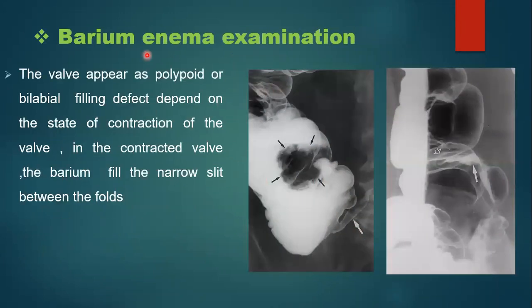Barium enema examination. The valve appears as a polypoidal or bilabial filling defect, depending on the state of contraction of the valve. In a contracted valve, the barium fills the narrow slit between the folds. Here, barium enema examination shows a polypoidal filling defect of the ileocecal valve. And here, the barium fills the slit between the two folds of the contracted ileocecal valve.